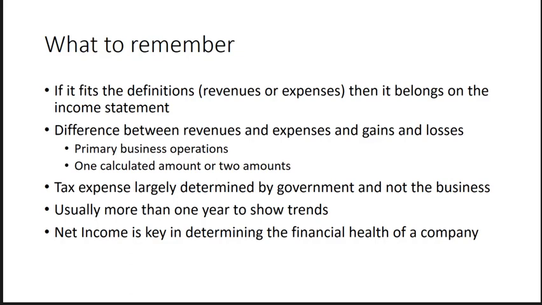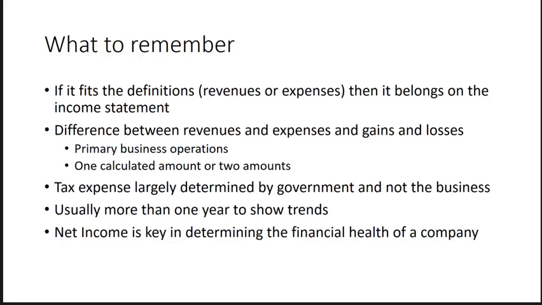So there's two differences between revenues and expenses and gains and losses. Revenues make net income go up, gains make net income go up. Expenses make net income go down because they're subtracted. Losses make net income go down because they're subtracted. Okay, tax expense, like we talked about, is usually determined by the government, not the business, which is why we don't spend a lot of time calculating it or talking about it, and it's at the bottom.